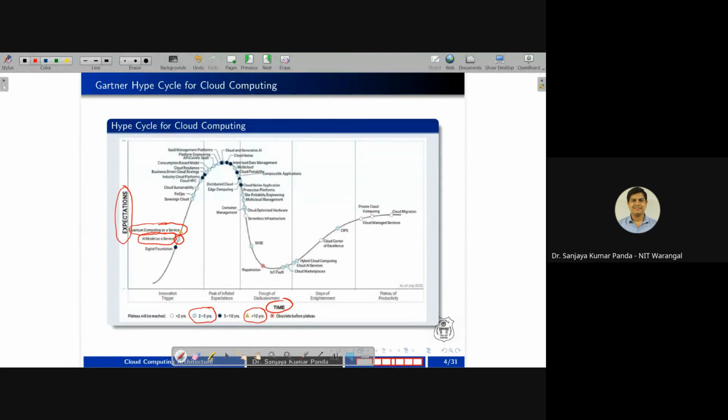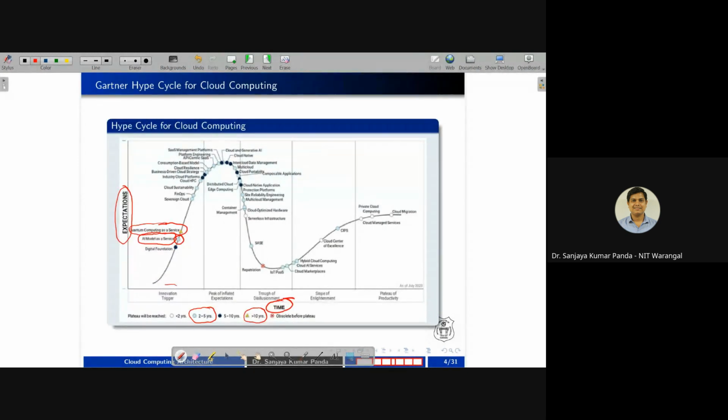Like that, you can find a number of technologies available in this Gartner hype cycle, and what is the life period of each and every technology, meaning when this technology is going to become obsolete. That's why, you can see, the time axis is further divided into 4 parts.